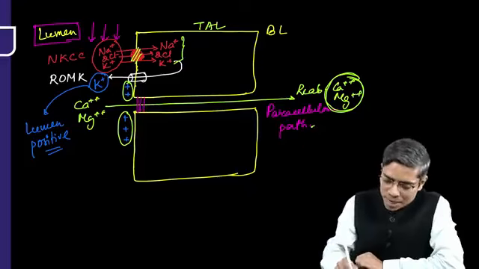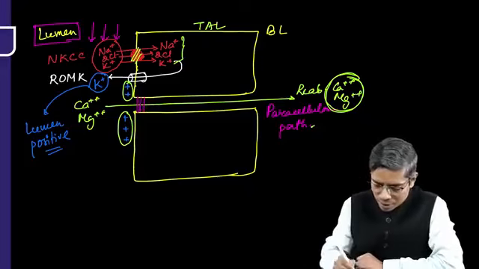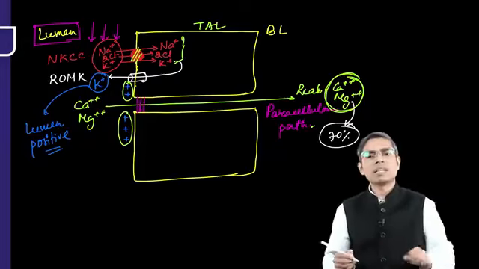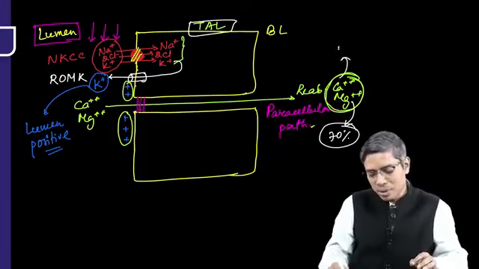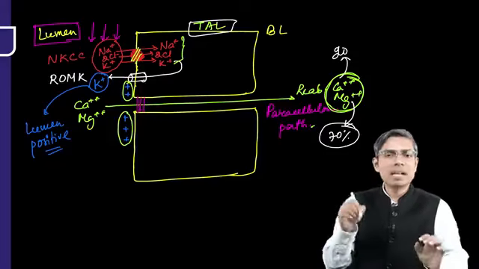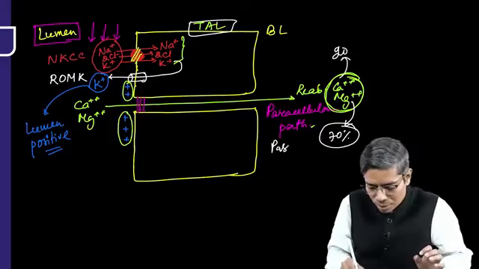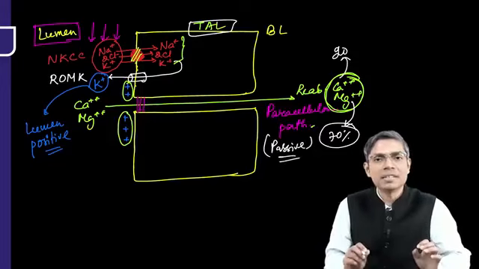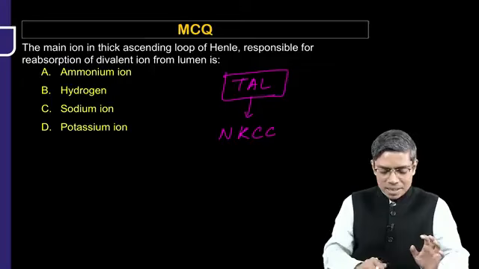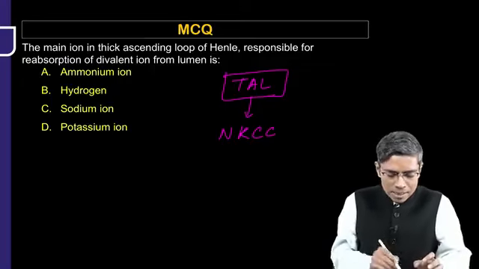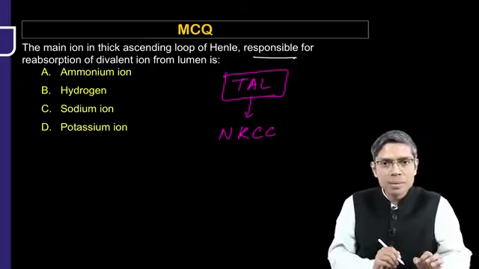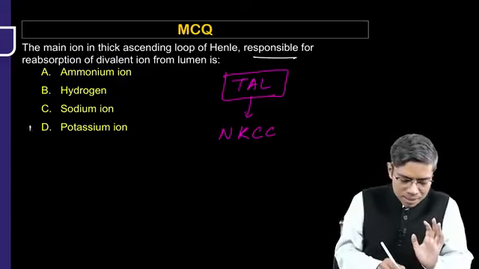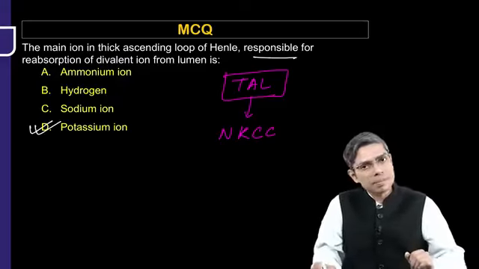Please note down that this paracellular pathway is responsible for reabsorption of a very huge amount of magnesium here. It is said that 70% of the magnesium reabsorption occurs at the level of TAL, and around 20 to 25% of the calcium reabsorption occurs at the level of TAL by this paracellular pathway. The paracellular pathway is always passive reabsorption, right? Got it? So this is the mechanism which has been asked in this question: the main factor in the thick ascending limb of loop of Henle responsible for reabsorption of the divalent ions from the lumen is nothing but the diffusion back of potassium, right?